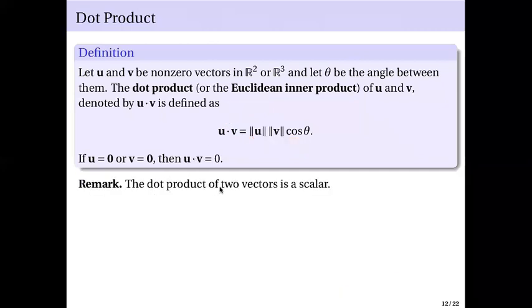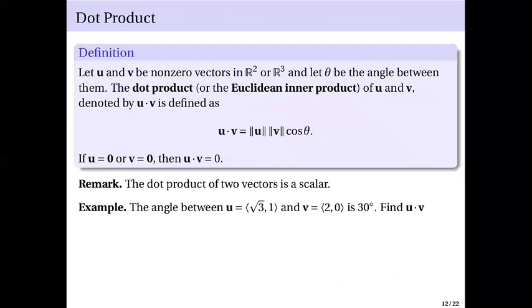So the dot product of two vectors is a scalar. Example, the angle between u, square root of 3 comma 1, and v, 2 comma 0, is 30 degrees. Find the dot product u dot v.